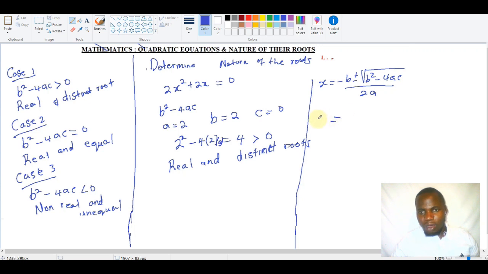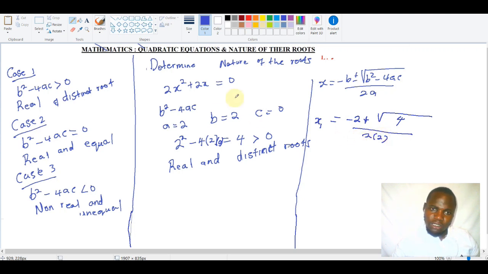We use our quadratic formula. Our quadratic formula: x1 is equal to minus b. What is our value of b? Our value of b there is 2. So we have negative 2 plus, right? I'm just looking at the first solution where I have a positive here, remember? And then I put b squared minus 4ac, which you already calculated and got to be 4. Then we put that 4 over 2a. Our a is 2, remember that the value of a is 2.